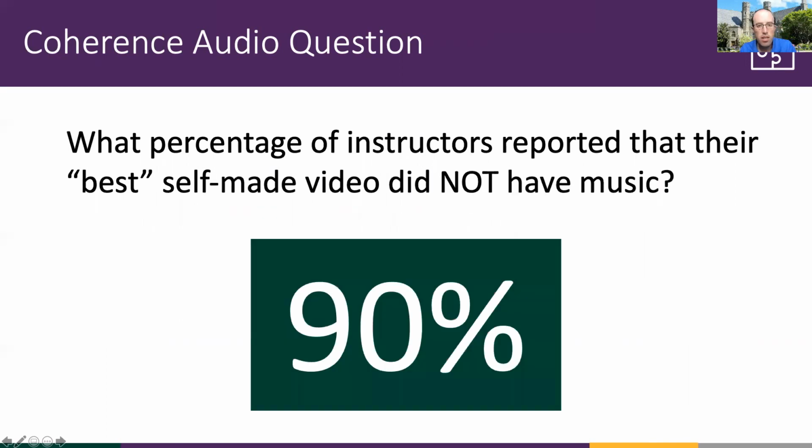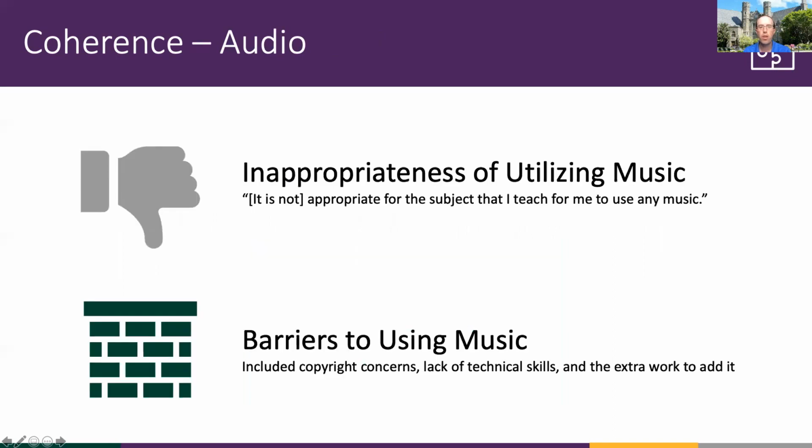So the answer is 90%. Another 10% reported some of the time, which was the lowest option of implementation you could pick. So this is really good implementation of this first part of the coherence principle. And the interviewees identified 2 main reasons why they did not use music in their videos, which you can see here on the screen. The key takeaway for you is that if you're new to instructional video creation, avoid music unless you need it for a specific instructional purpose.